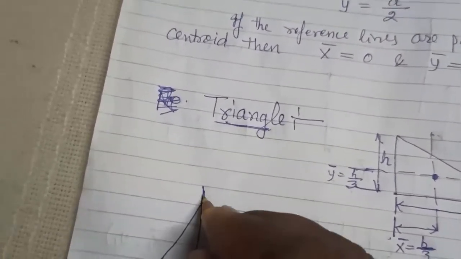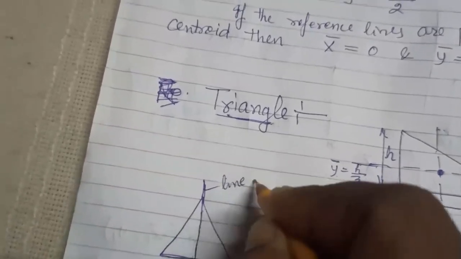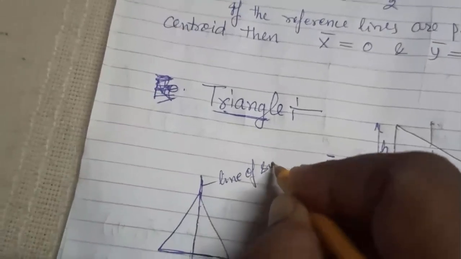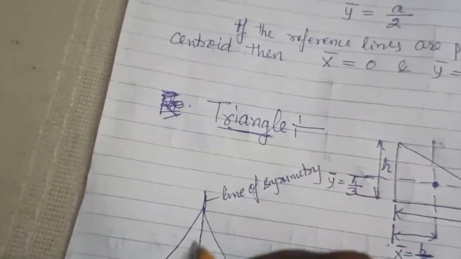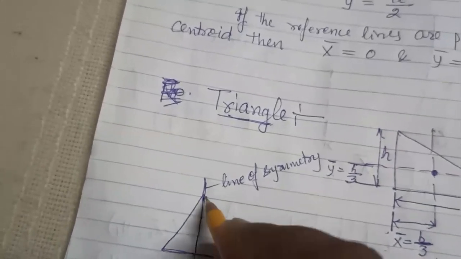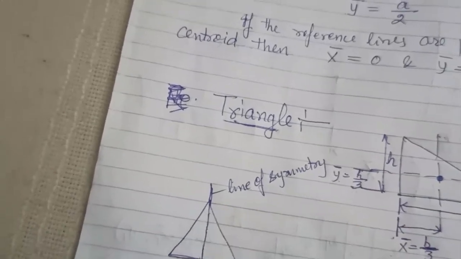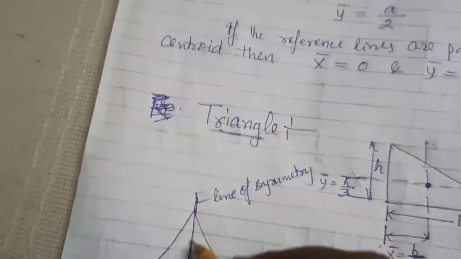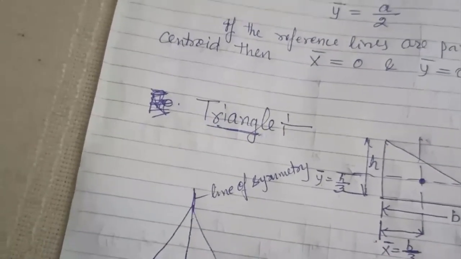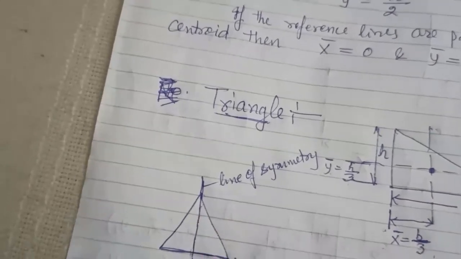This is a line of symmetry for this triangle. So centroid always lies in symmetric figures. Centroid always lies on the line of symmetry. So this is the line of symmetry. For this figure, centroid will lie on this line of symmetry.